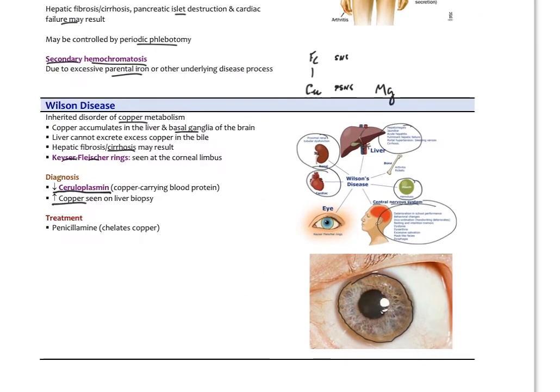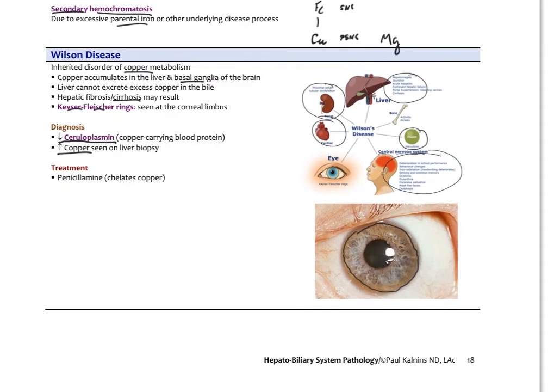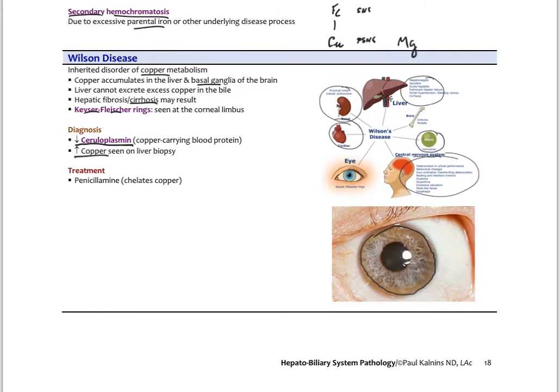So these would all be potential indications that a person needs to be tested for Wilson disease. So keep that on your list. It is not common, but one of those things we might need to see. The treatment is actually with a copper chelator. That's called penicillamine, and that can actually remove excess copper from the body.